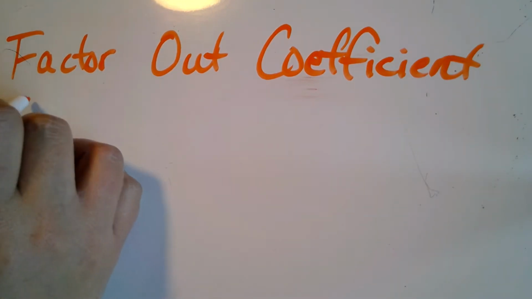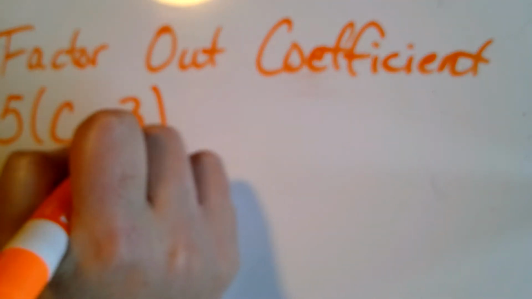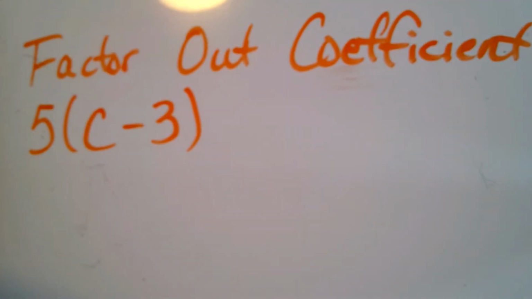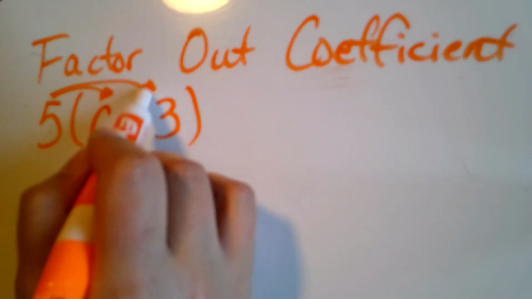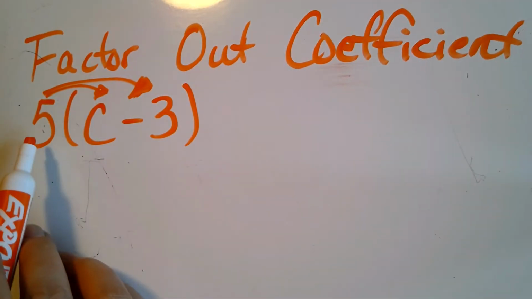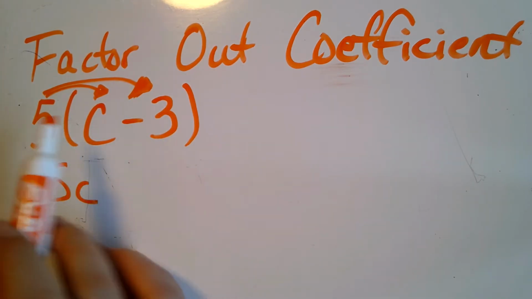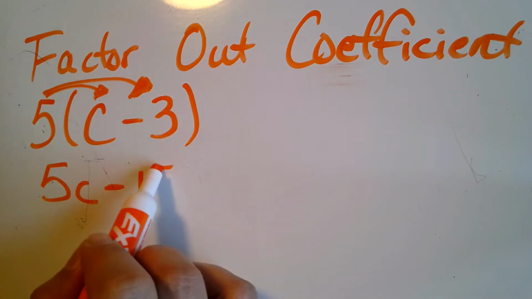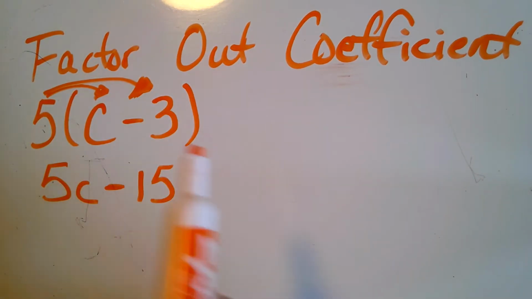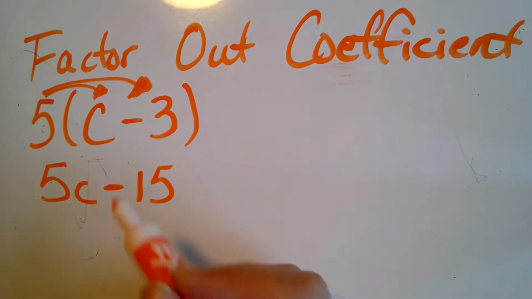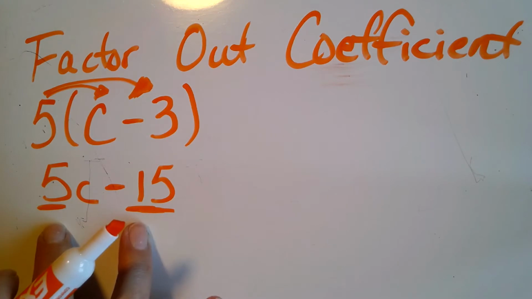Remember when we talked about if you have a number outside the parentheses, you need to distribute that number into every term that's in the expression. So if I were to use distribution, 5 times c is 5c, and then 5 times -3 is -15. So we have a coefficient here that we distributed. Factoring out the coefficient is doing the opposite, finding that factor that would create this expression.